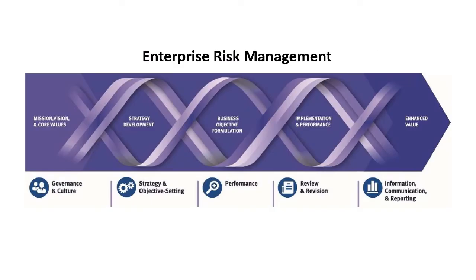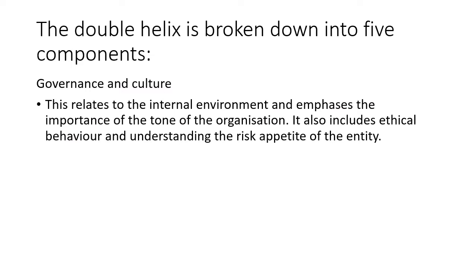Here is the picture: mission and vision, core values, strategy development, business objective formulation, implementation and performance, enhanced value, governance, culture, strategy and objective setting, performance, review and revision, information, communication and reporting. All these things one by one we will discuss, how this picture is relevant in enterprise risk management. So the previous picture is broken into 5 components.